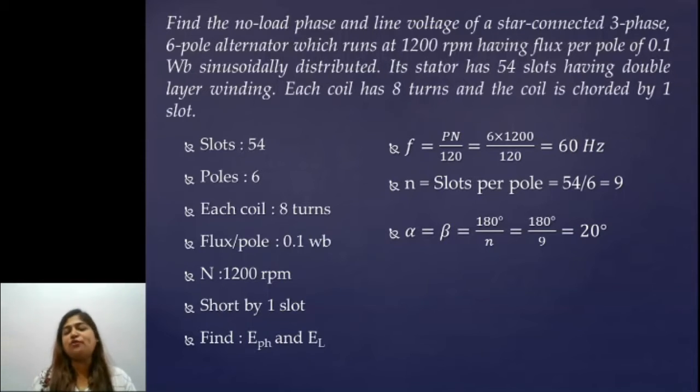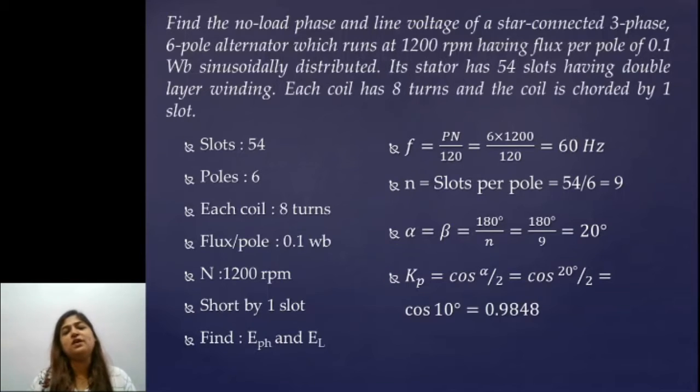Once we got the value of alpha as 20, let's substitute in the equation of Kp. So Kp is cos alpha by 2. Substituting the value, we get the value of Kp as 0.9848. As I say again and again in every problem, if you want, you can pause the video, solve the problem and then check your answers.